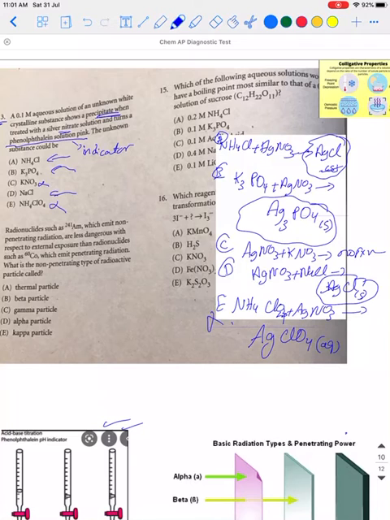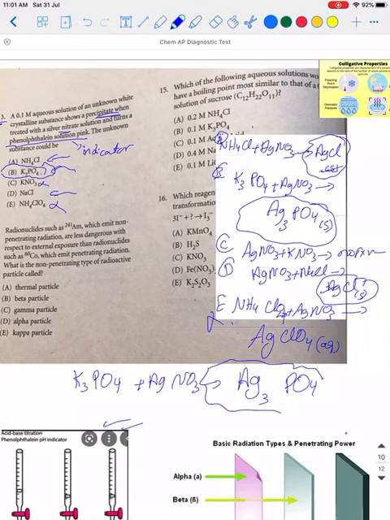The AgCl is not basic, so the only option that I'm left with is potassium phosphate. We can prove it quickly if we want to. Potassium phosphate, when added, as we said, to AgNO3 gives me the silver phosphate. The silver phosphate is basic in nature.